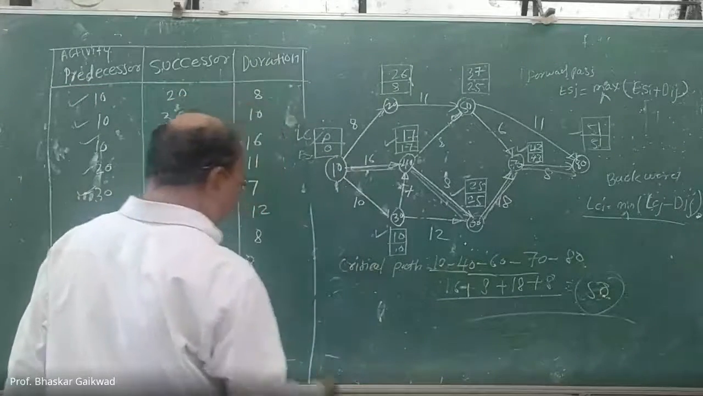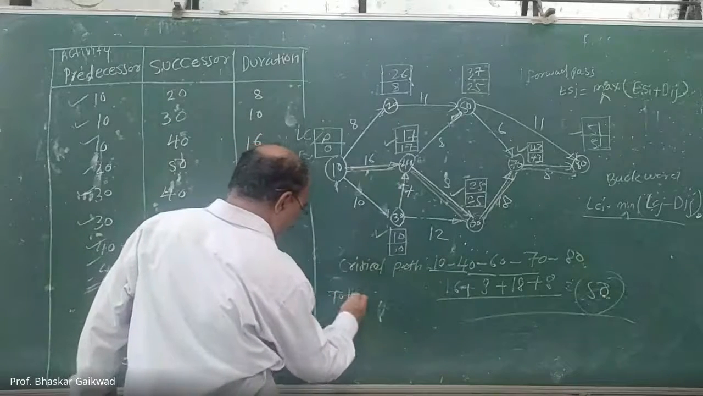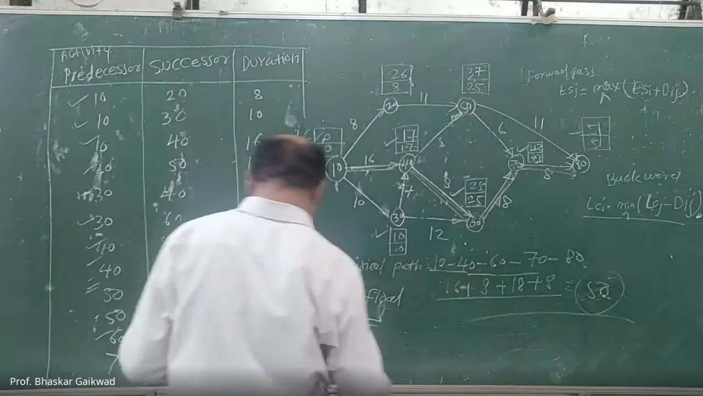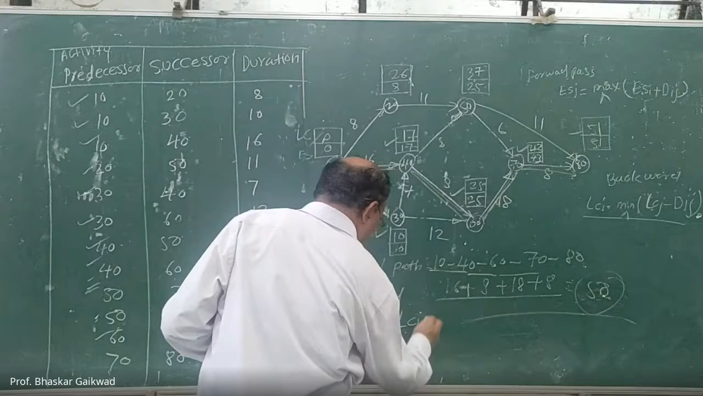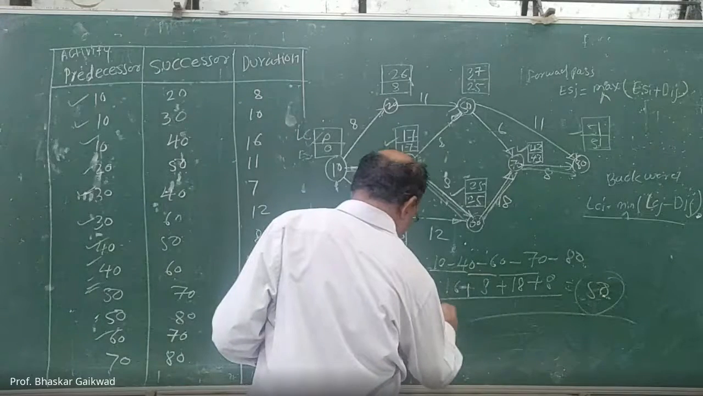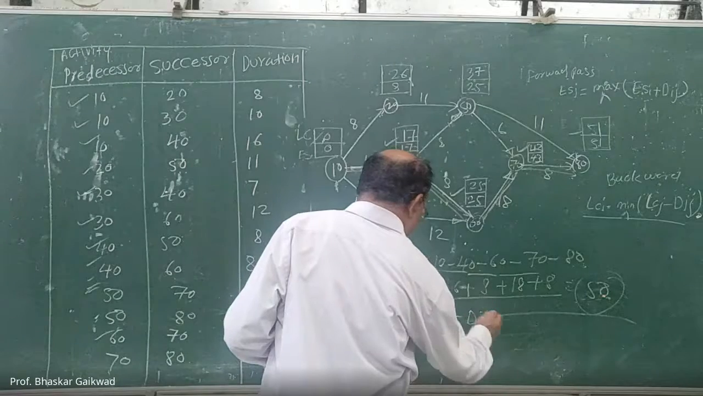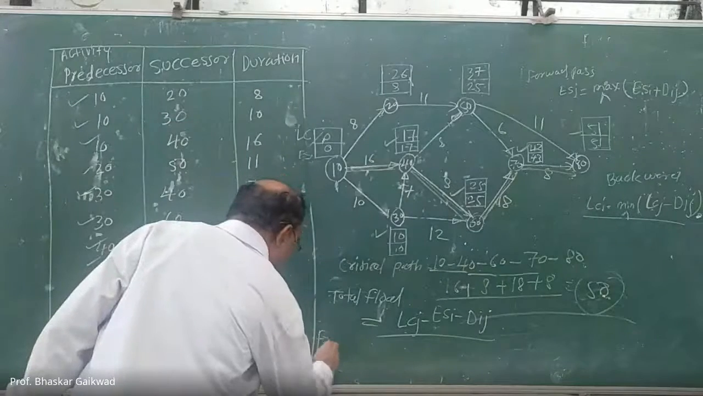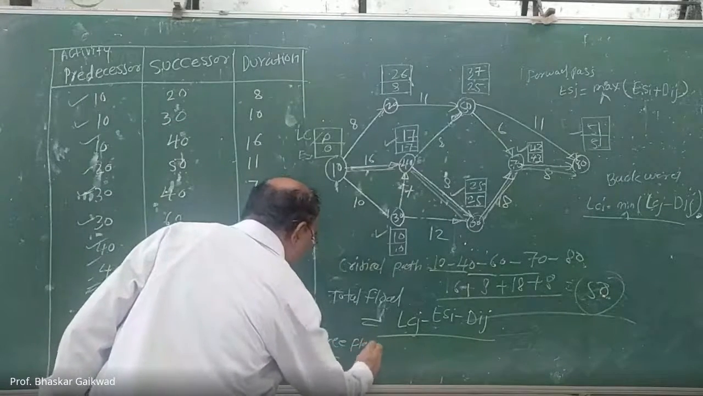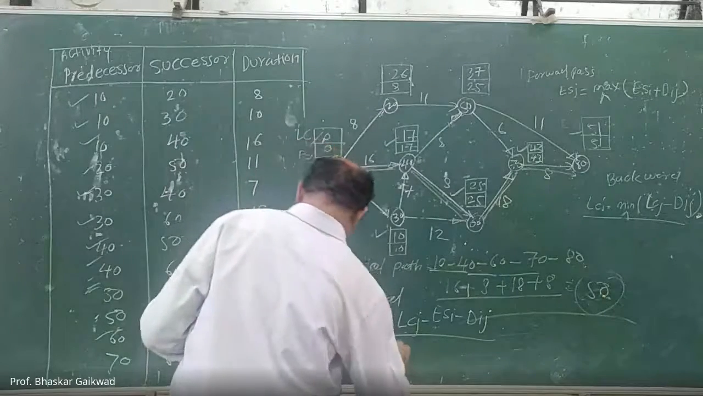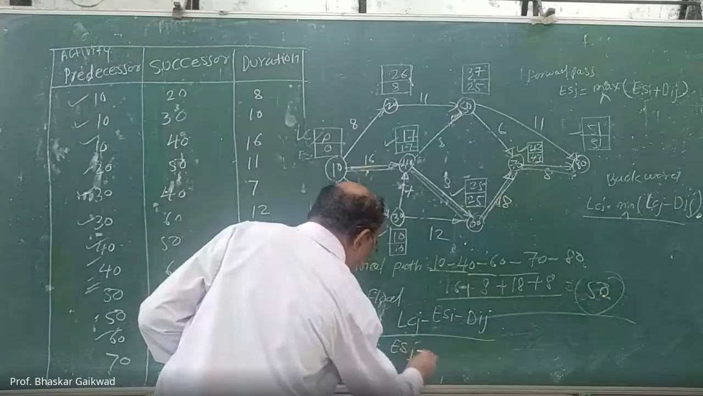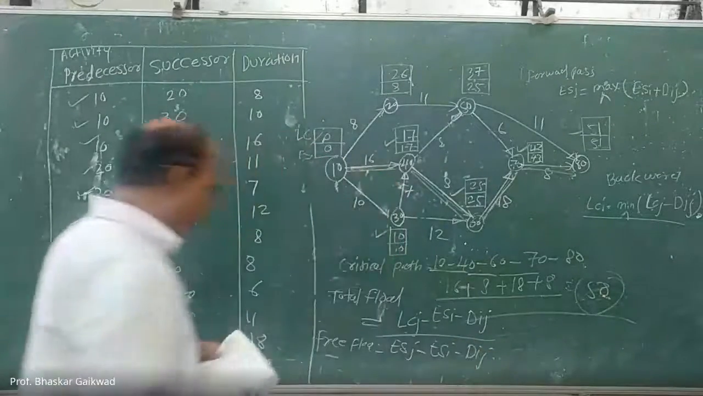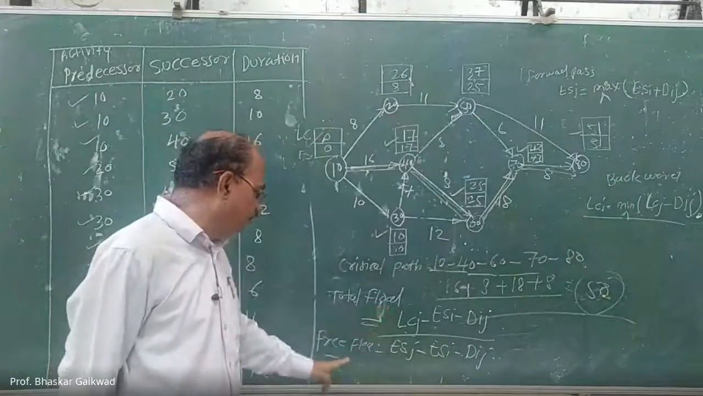So what is the formula for total float? Total float is equal to the latest completion of activity J minus earliest start time I minus duration. So this is the total float. And free float is equal to earliest J minus earliest I minus Dij. So for each activity you have to calculate total float and free float.